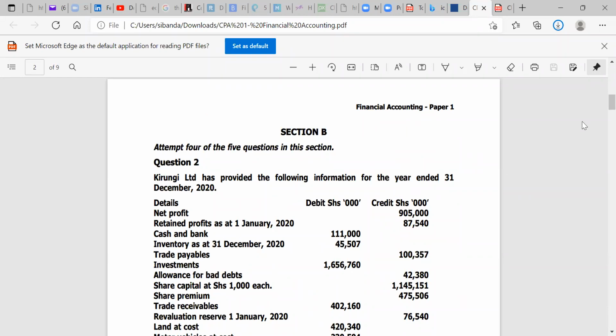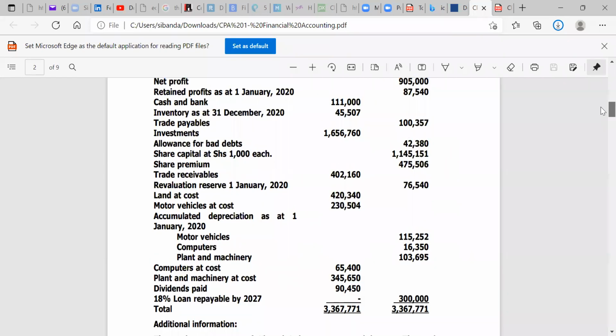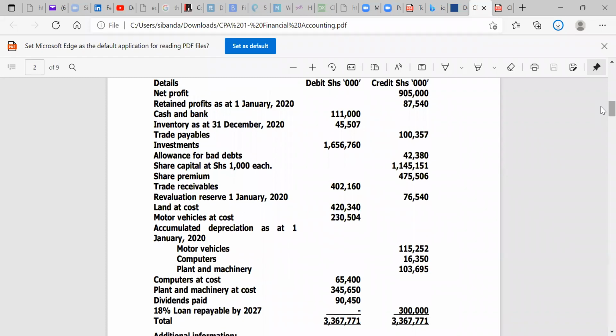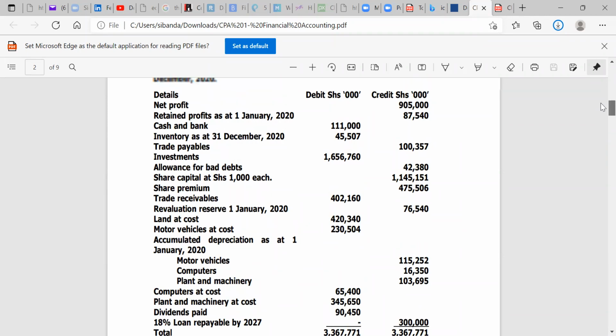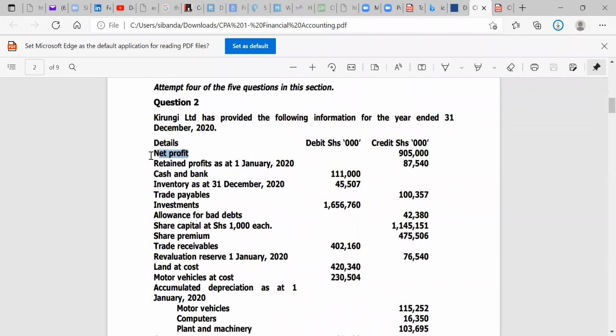So let's just go through this and then we can see if we need to do this, or we can start with one where we don't have the net profit, because before you can get here. So this is a question, as you can see, we have net profit. Now you can see from your trial balance, you get to realize that there are two columns. There is a debit column and then there's a credit column.